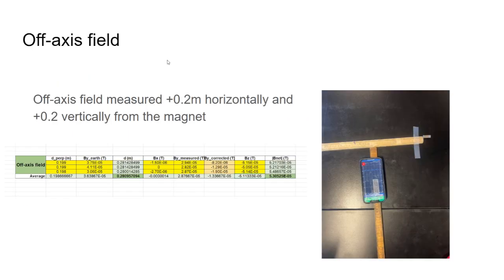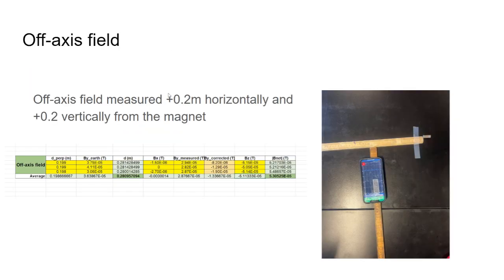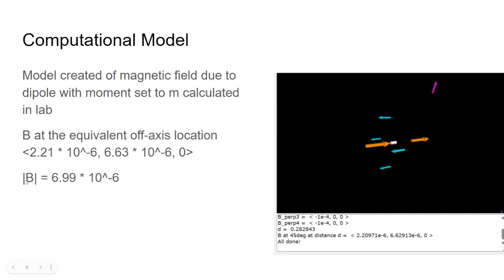We then measured some point on the off-axis field, plus 2.2 meters horizontally and plus 0.2 meters vertically from the magnet. Here are results from that, and we had to correct for the Earth's magnetic field in the y direction. Here's our computational model, which we measured. We set the magnetic moment of this magnet in our model equal to our calculated value, and then we measured the magnetic field at the equivalent off-axis location that we measured here. That came out to be about 7 times 10 to the -6.